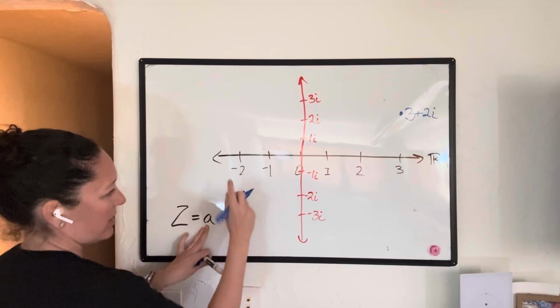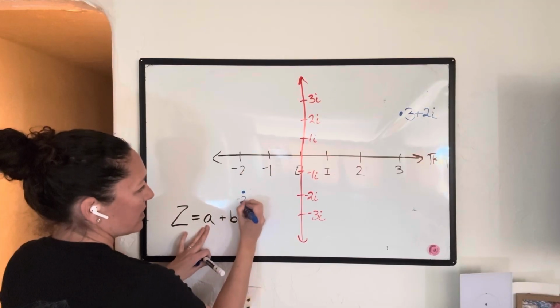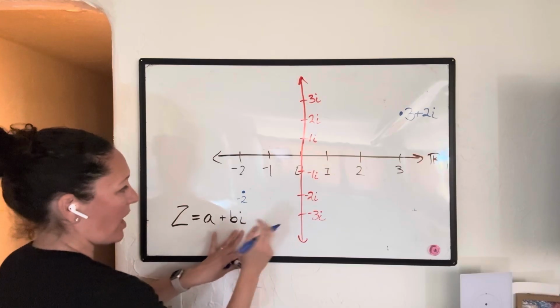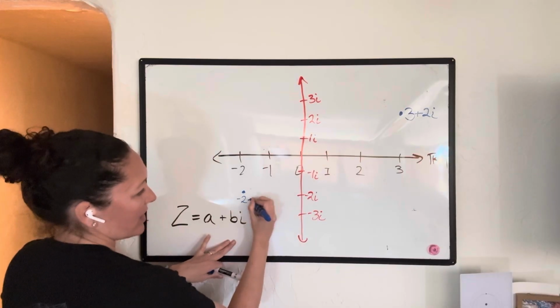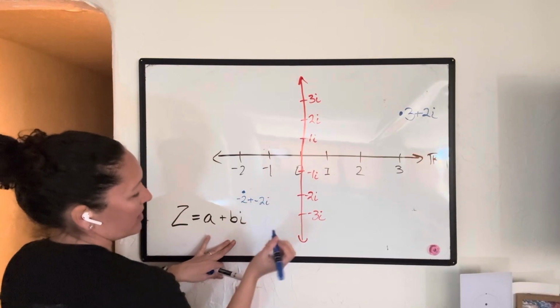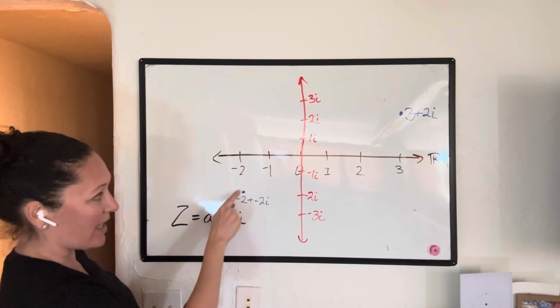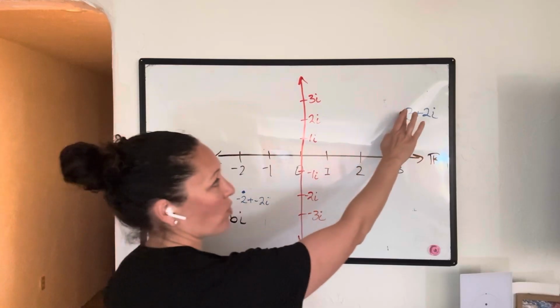If I wanted to go down here and grab that coordinate, I would ask, what's my real number on here? -2. And what's my imaginary number? -2i. So I could either say plus -2i, or I could have just said -2i. That means the same thing, right? So that's my coordinate here, and this is my coordinate here.